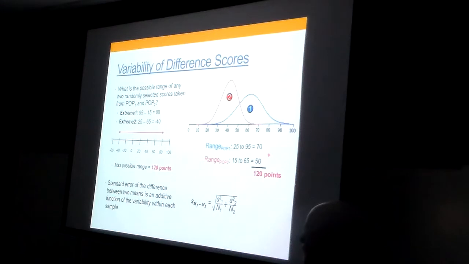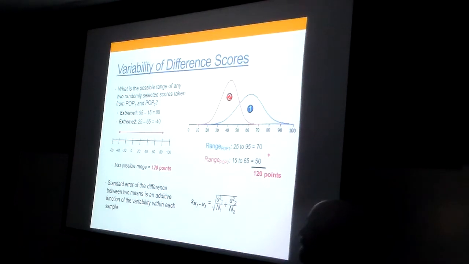And so because of this, we've got two populations, not just one, but two ways that we could be completely opposite. On one extreme, population 1 is way higher than population 2. On the other extreme, population 2 is way higher than population 1. Big range of differences, and so what we have to do is calculate our standard error. The difference in means is a function of the variability in both of our samples.